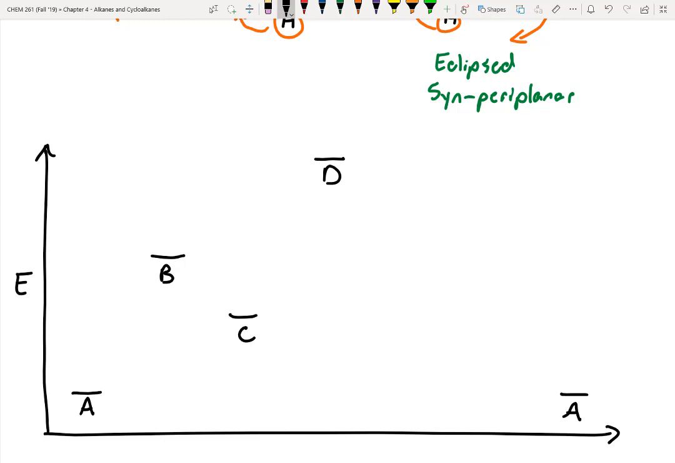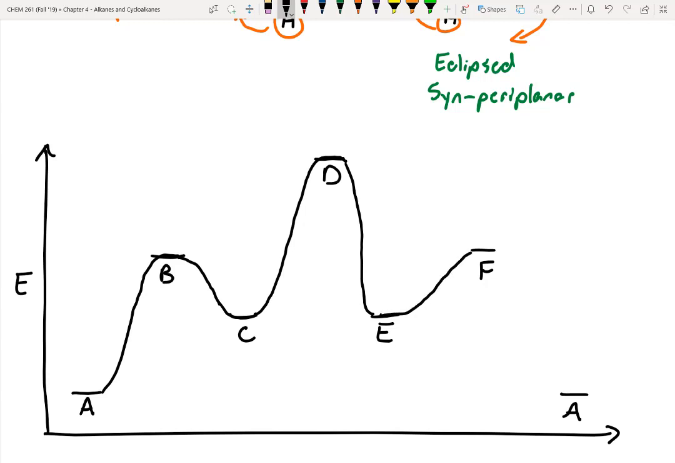All right, now we need to go from D to A. So we'll go all the way to E. E we said was same energy as C. And then we said F is going to be the same energy as B. So now when we go ahead and we draw this out, we kind of have this energetic potential curve. It looks more or less like this as we do the 360 degree rotation going from A all the way to A. All right, so if we look at this, we can actually measure this energetic barrier.